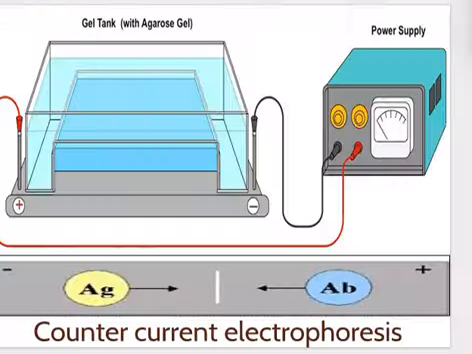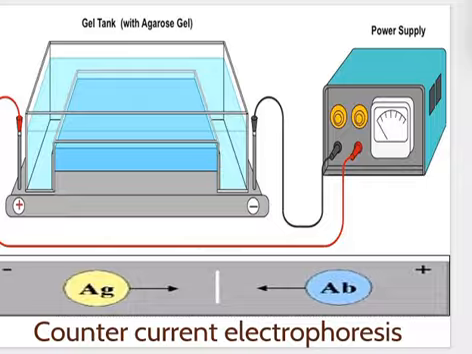Countercurrent electrophoresis is a technique where antigens and antibodies migrate towards each other under an electric field within a gel. Antigens move towards the negative electrode, while antibodies move towards the positive electrode. When they meet, they form precipitin bands, making it a useful method to detect specific antigen-antibody interactions quickly and with clear visual results.